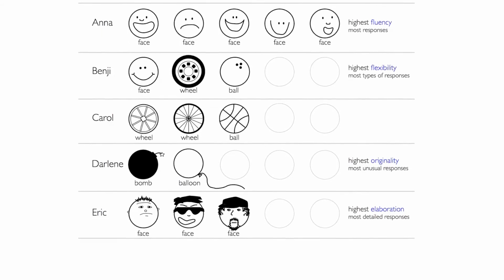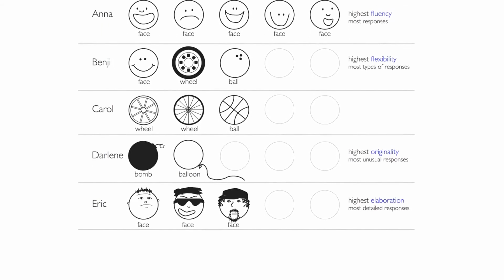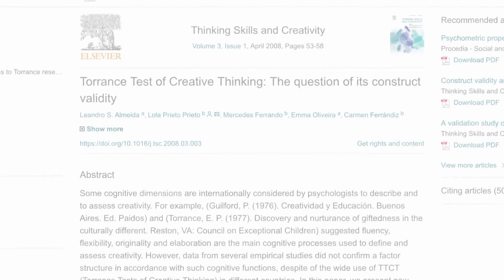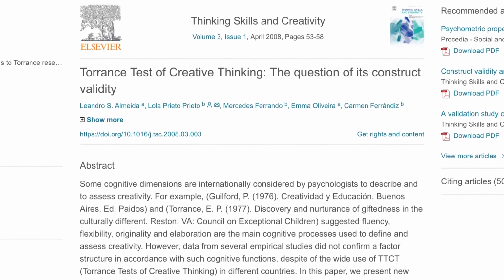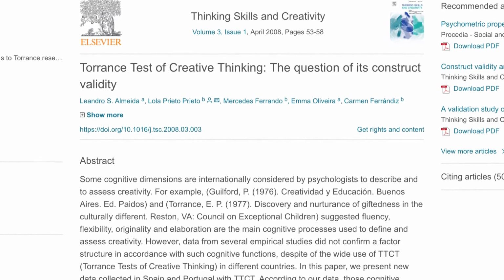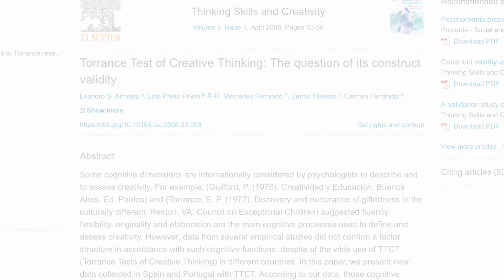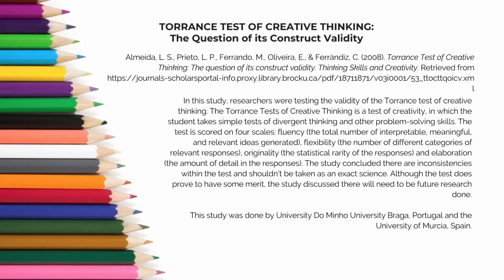So I went back and I looked at an article called Torrance Test of Creative Thinking: the question of its construct validity. In this research, they were doing exactly what I hoped. They were testing the validity of the Torrance test. Although the study concluded that there are inconsistencies with the test and it shouldn't be taken as an exact science, they did prove that the test has some merit, but shouldn't be taken as the end-all. But I found when I was taking this test it to be quite useful. And if I would take it again, I feel like I'd look at it in a different way.